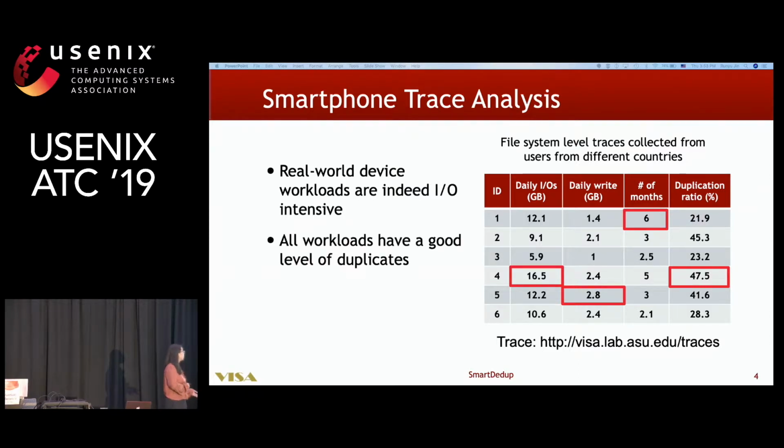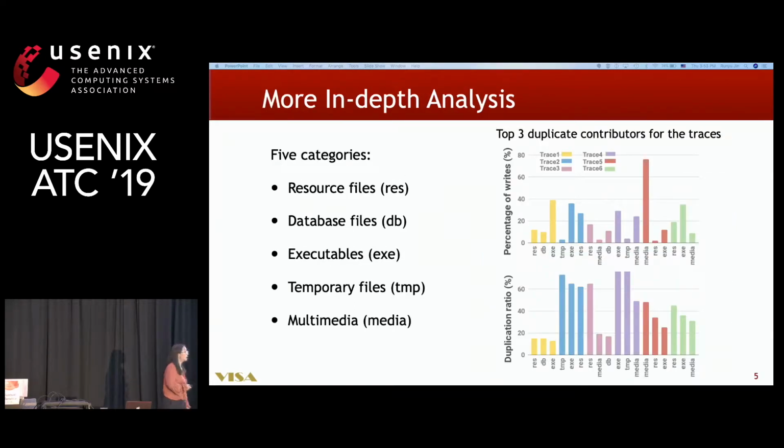Second, we also find that all workloads have a good level of duplicates. You can see the duplication ratio is up to 47% for the entire trace. To understand the sources of the duplicates, we conducted a more in-depth analysis. We categorized files into 5 categories and analyzed which category contributes the most duplicates. These two graphs show the top 3 duplicate contributors for each trace.